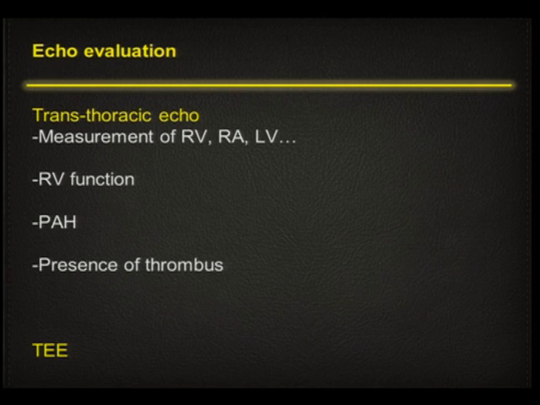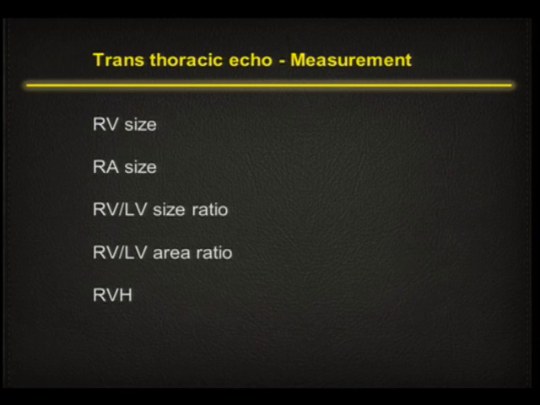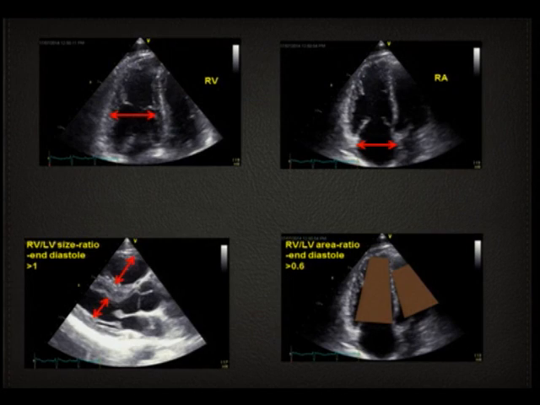We start off with echo, and what can echo provide us? It can provide us information in the form of transthoracic as well as TEE. In transthoracic, we have to look at structural measurements of the chambers. We need to assess the RV function. We have to assess the presence and the severity of pulmonary artery hypertension, and whether the thrombus is seen or not. In terms of measurement, we need to look at the RV size, the RA size, and there has been a lot of data on the RV-LV size ratio, and also on the RV-LV area ratio, and also the presence of RVH, which implies that it has been there for a longer period.